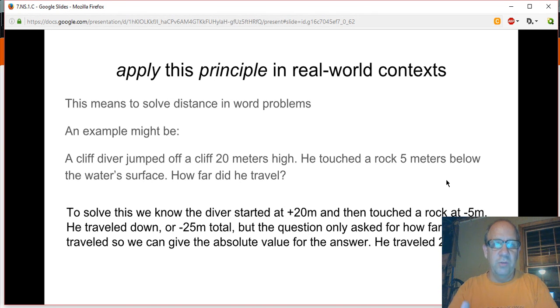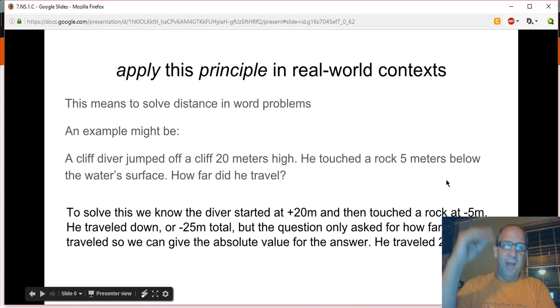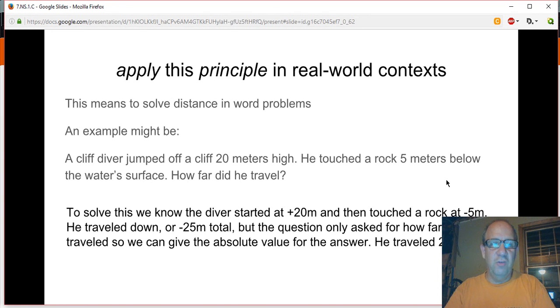Well, to solve this, we know the diver started at plus 20 meters, and then he touched a rock at 5 meters below the surface, or negative 5 meters. And he traveled down. So he started at plus 20 and went down a negative 25 meters total. But the question asks, how far did he travel? So we give the absolute value of the answer. He traveled 25 meters total. So we would say the absolute value of 20 minus a negative 5, which is 20 plus 5, which is 25.